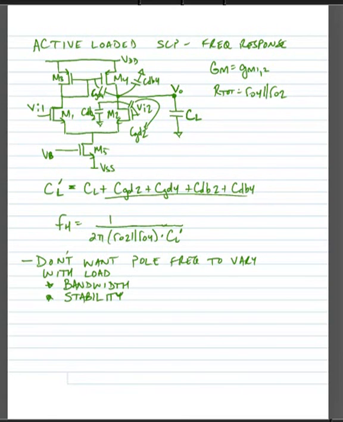So let's remember the characteristic of an ideal op amp is that we have infinite gain and infinite bandwidth. So in the next part of the lecture, we're going to look at what happens if we have finite gain and finite bandwidth.